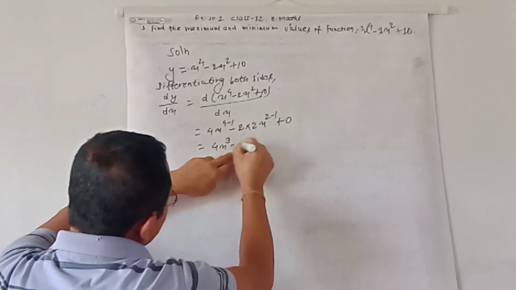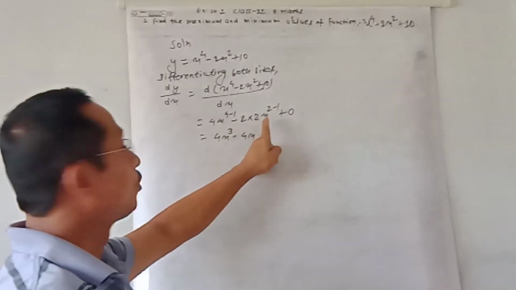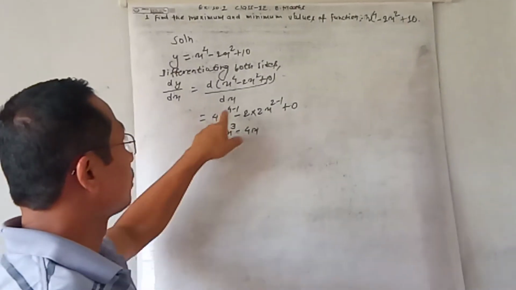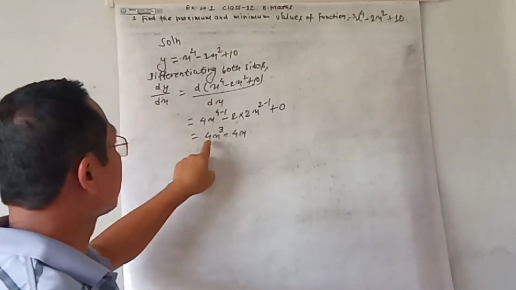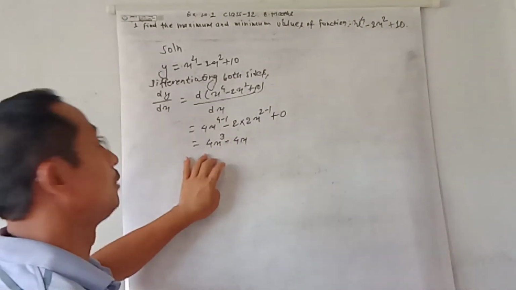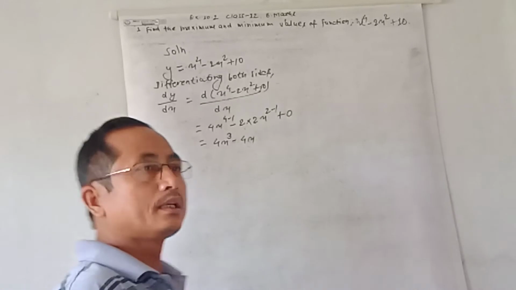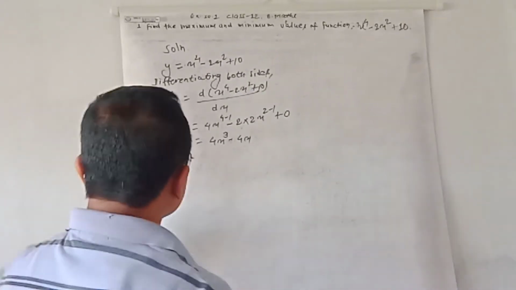That gives 4x cube minus 2 into 2x. 2 minus 1 means 1, x power 1. Here 4 minus 1 means 3, x power 3. So dy by dx is equal to 4x cube minus 4x. This is the first derivative. After that we have to calculate the second derivative too.